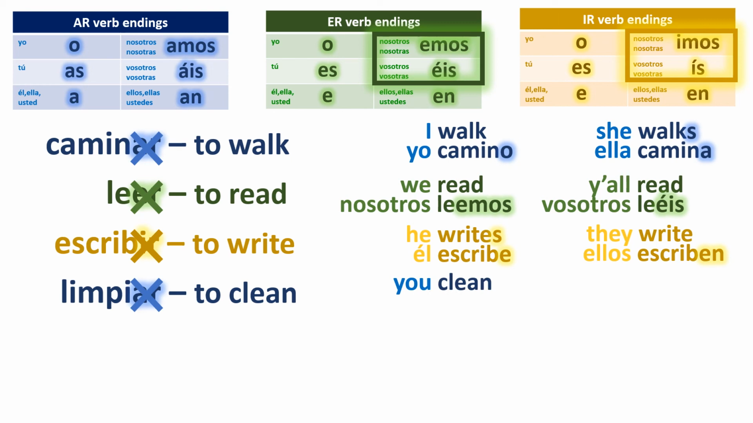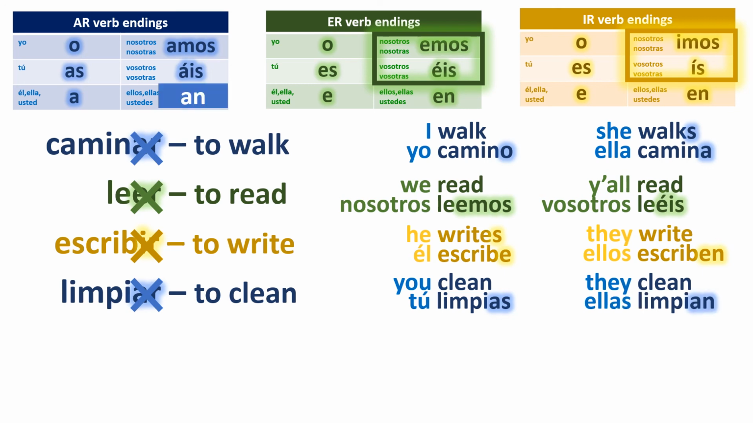How do you say you clean in Spanish, using tú as our subject pronoun for you? The tú form ending for AR verbs in the present tense is as, and our stem is limpi. So, tú limpias. Remember, it sounds like a Y when put next to an A. Limpias. What are the two words for they in Spanish? Ellos y ellas. So how do you say they clean? Ellos limpian.